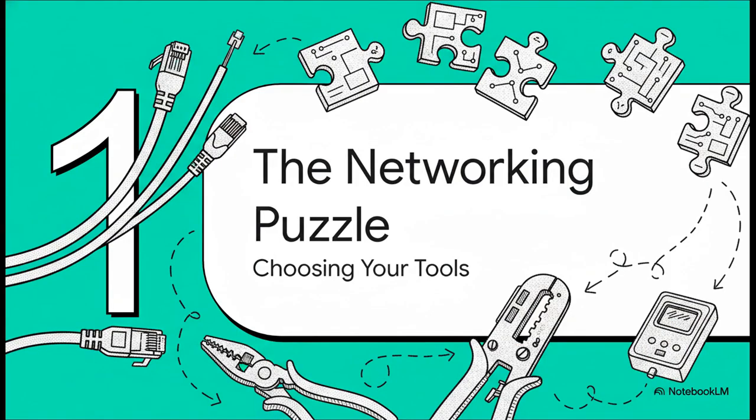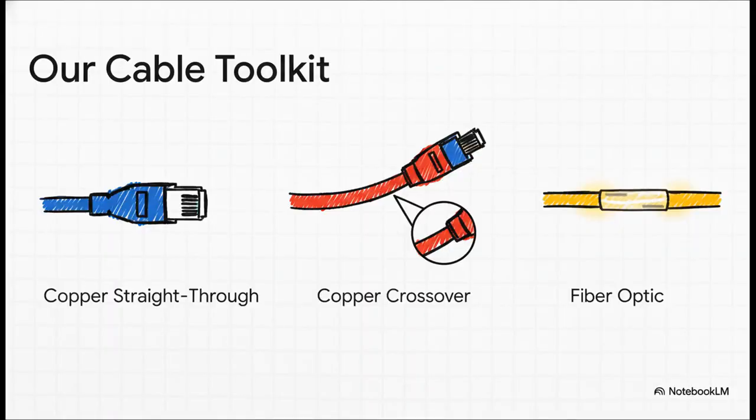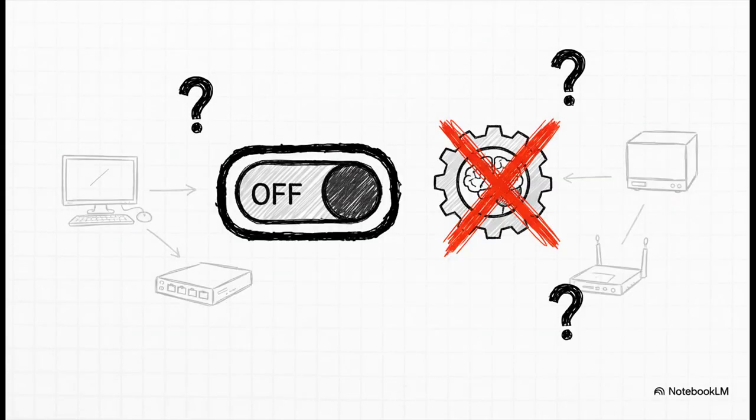All right, first things first. Before we can start plugging anything in, we've got to understand the tools we're working with. Choosing the right cable is basically everything in this scenario, so let's get familiar with our options. In our toolkit, we've got three main players. There's your standard copper straight-through cable, its slightly more complicated cousin, the copper crossover, and then the long-distance champion, fiber optic cable. Each one has a very specific job, and knowing when to use which is the real secret to building a successful network.